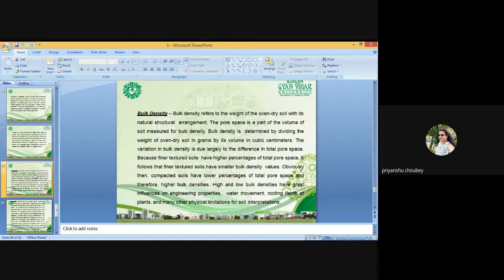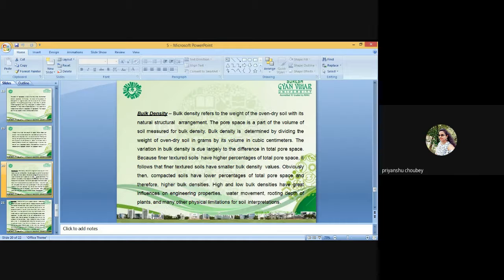The bulk density of soil is influenced by texture and structure, moisture content, organic matter, and management practices of soil. In coarse textured soil, bulk density varies from 1.40 to 1.75 megagram per meter cube, while in fine textured soil it normally ranges from 1.10 to 1.40 megagram per meter cube.